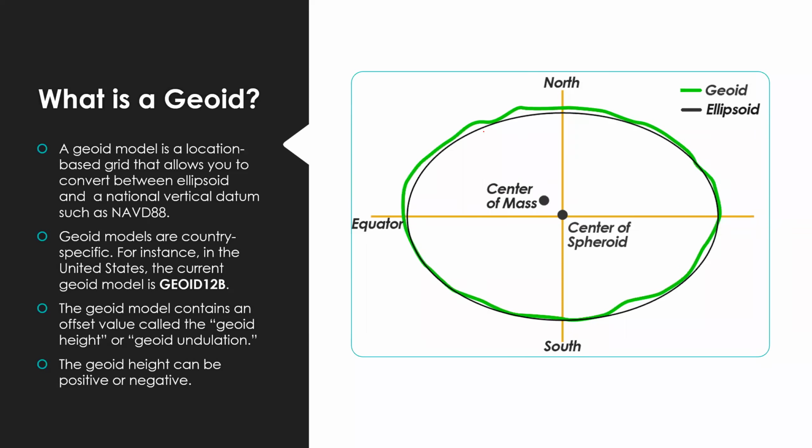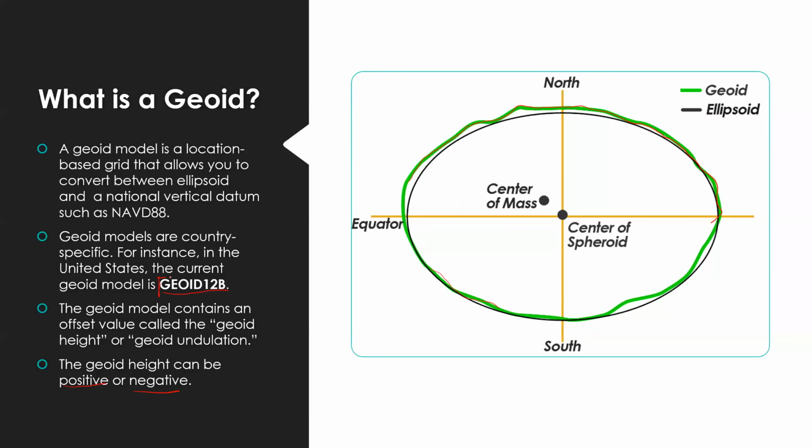So let's look at this another way. The ellipsoid is going to be in black, and then the geoid is going to be in green. In some cases, the geoid falls below the ellipsoid. In some cases, it goes above the ellipsoid. And remember, the geoid is the best estimate we have of what sea level actually is. The geoids are always being updated. Our current geoid is called 12B for the US. Geoid heights can be positive or negative.